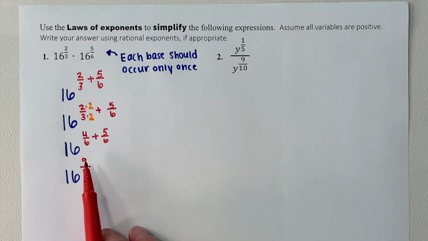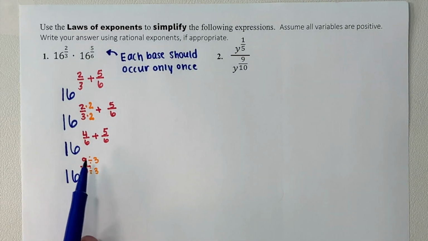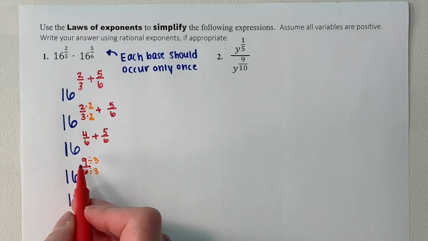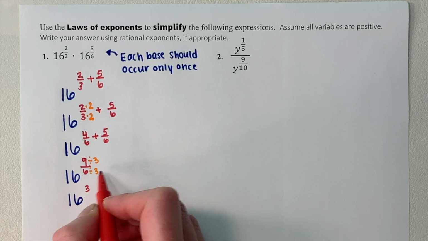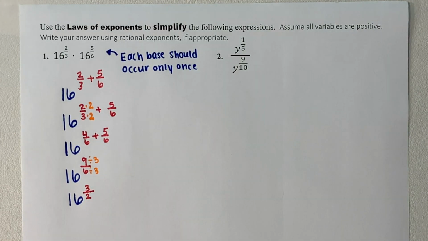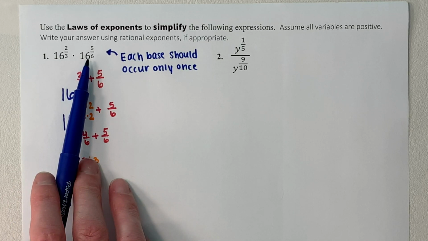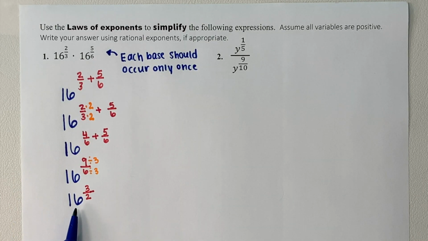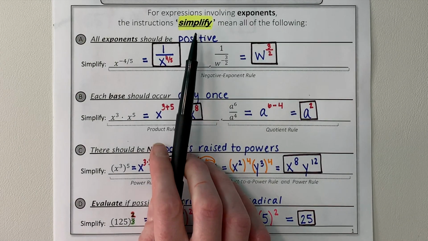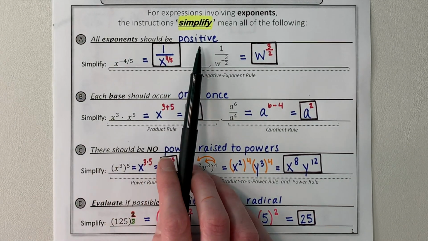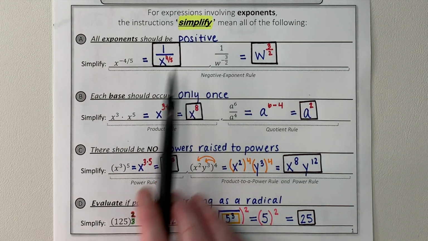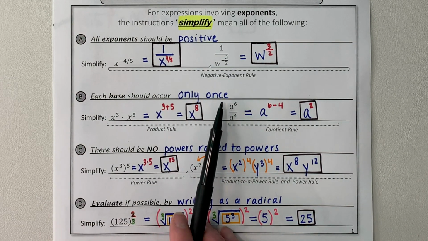Now we can reduce 9/6 by dividing the numerator and denominator by 3. 9 divided by 3 gives us 3, and 6 divided by 3 gives us 2. Now, to begin, this was not simplified because the base 16 occurred more than once. We fixed that. Now the base 16 only occurs once. If we look back when we're simplifying, all exponents should be positive, and we're good there. Each base should occur only once, we're good there.